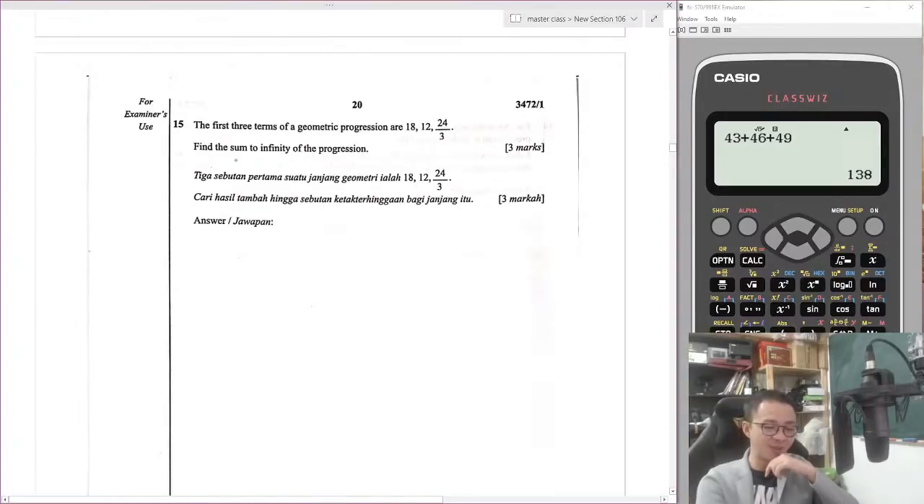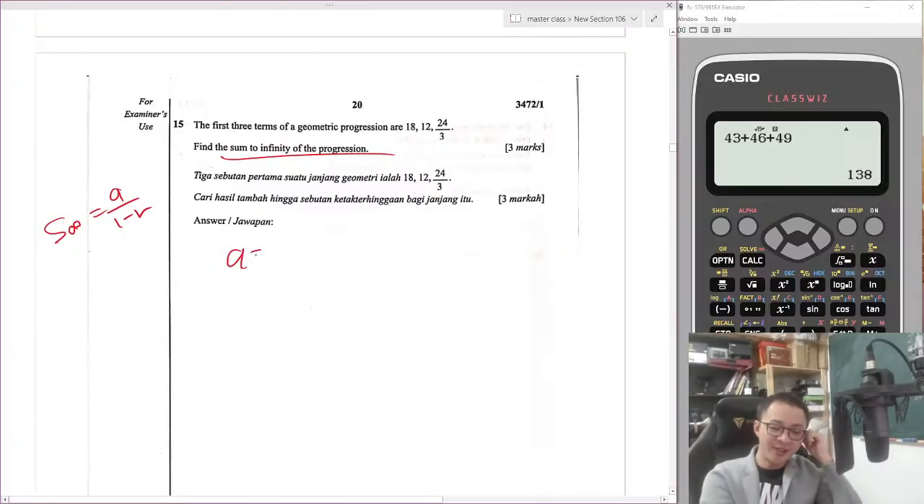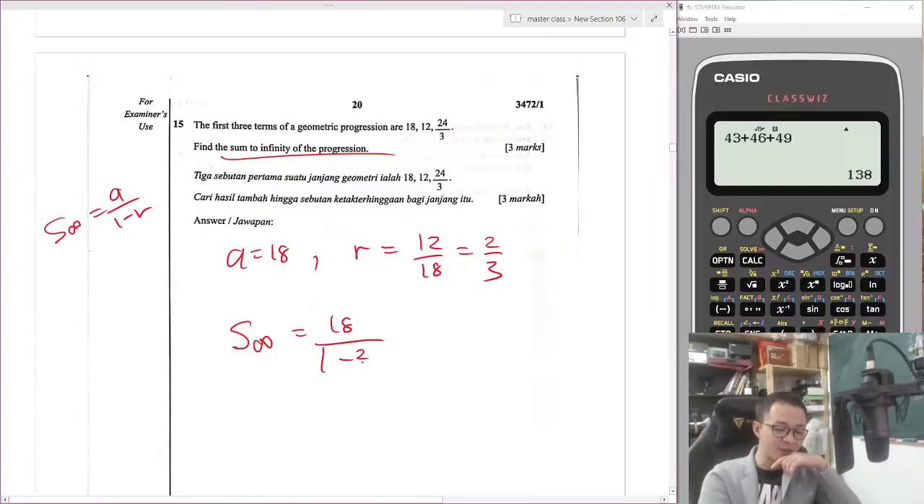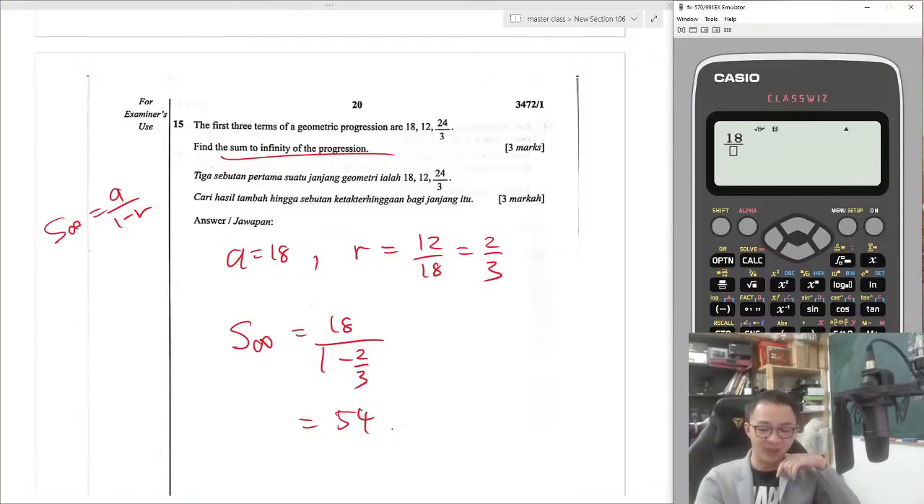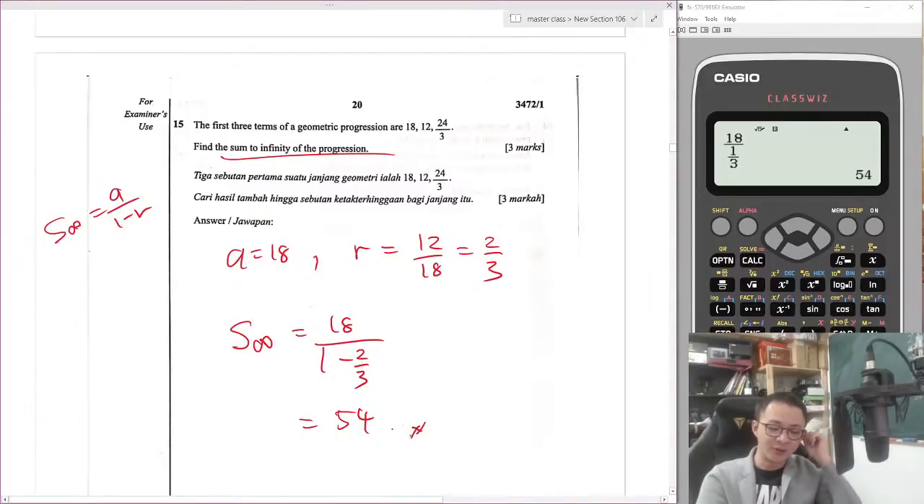Okay, sum to infinity, use the formula a over 1 minus r. My a is 18, my r is 12 divided by 18, which is 2 over 3. So the sum to infinity is 18 over 1 minus 2 over 3, which is 54. Use a calculator, divide by 1 over 3, and you'll get 54. So this is how we do this kind of 3-mark question. It's very easy if you have the basics.